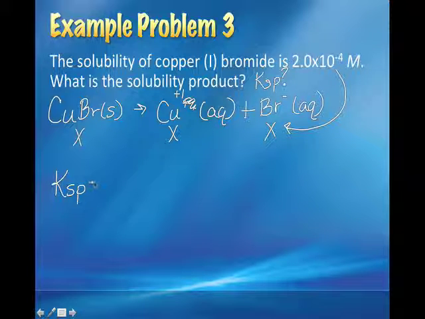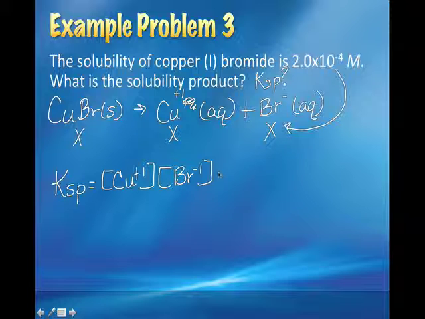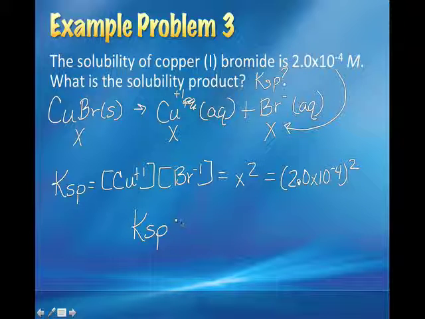So Ksp is equal to the concentration of copper ions times the concentration of bromide ions, which equals X squared, because that's X and X, which is going to be 2 times 10 to the negative 4th squared. So Ksp for copper 1 bromide comes out as 4.0 times 10 to the negative 8th.